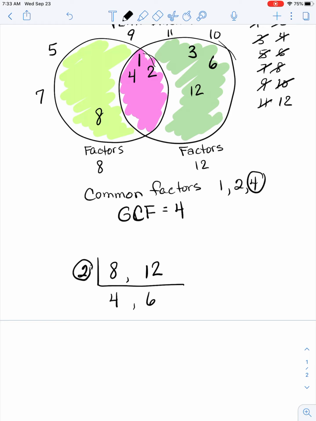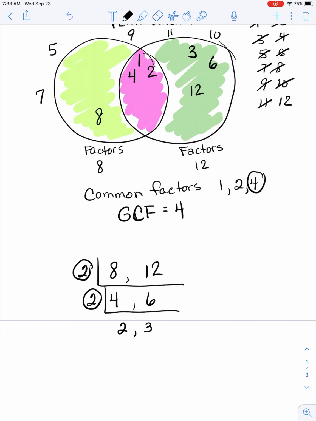Now I'm going to look at 4 and 6. And I'm going to ask myself, what do 4 and 6 have in common? Well, I know they have a 2 in common, right? So I'm going to put another 2 as my divisor. I'm going to circle it. 2 goes into 4 2 times. 2 goes into 6 3 times. Now I'm going to see, what do 2 and 3 have in common? Well, the only factor they have in common is 1, right?